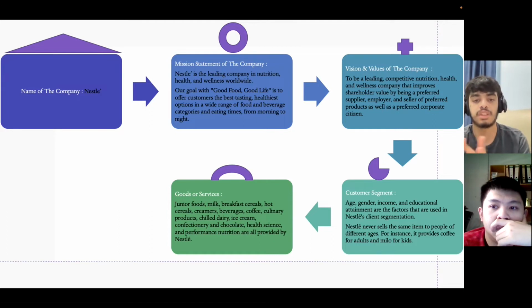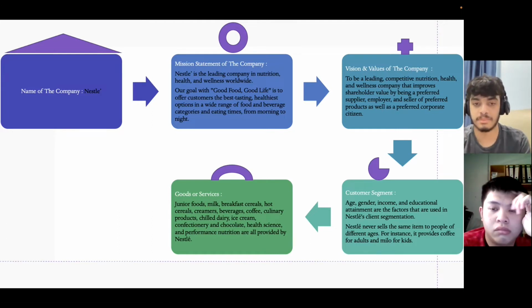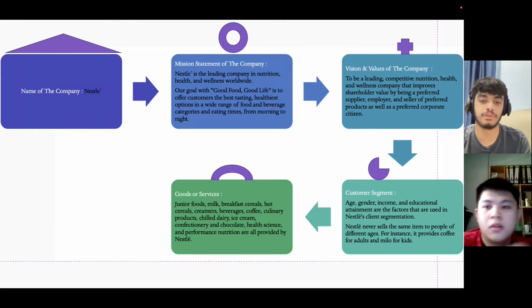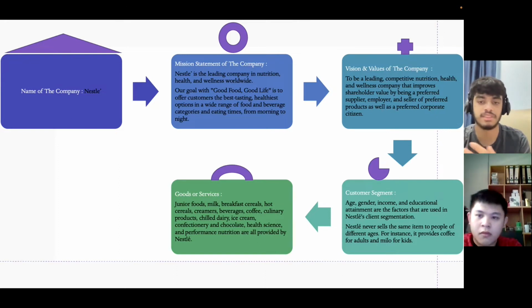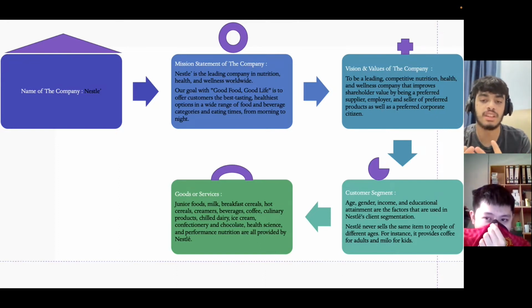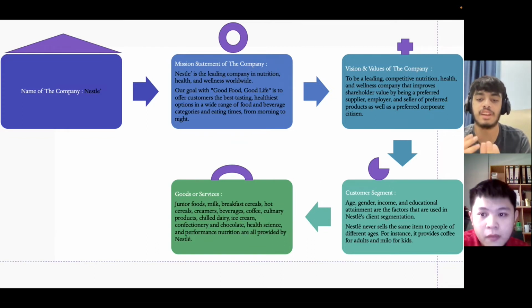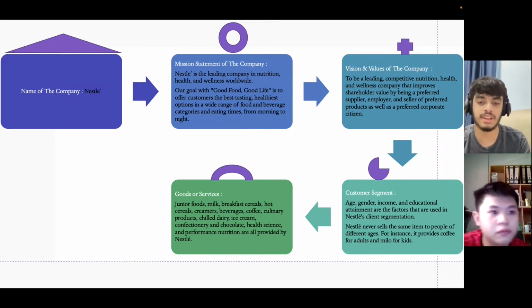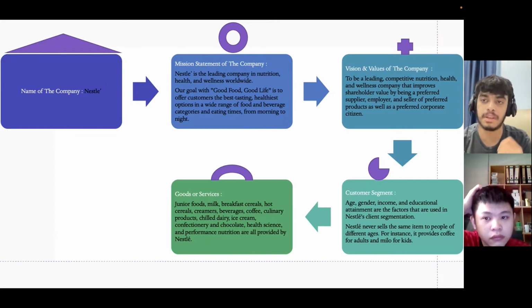Lastly, we'll be talking about the goods and services. The goods and services of the company include junior foods such as milk, breakfast cereal, hot cereals, creamers, beverages, coffee, culinary products, chilled dairy, ice cream, confectionery, and chocolate, health science, and performance nutrition, all provided by Nestle.